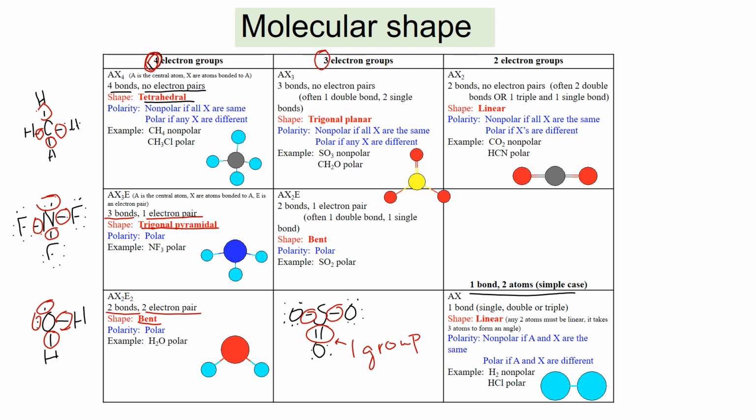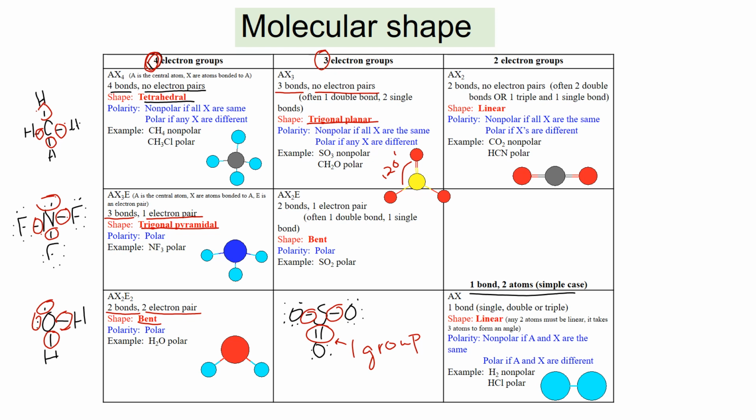In this case, we have three bonds and no electron pairs. So 3, to get as far away from each other, is a shape called trigonal planar. This is flat. All the bond angles are 120 degrees. And that's the trigonal planar shape.